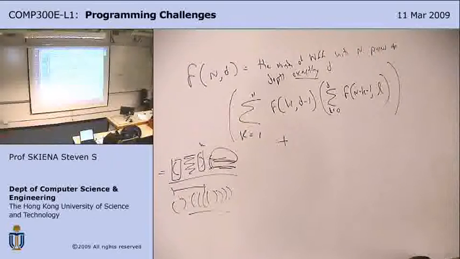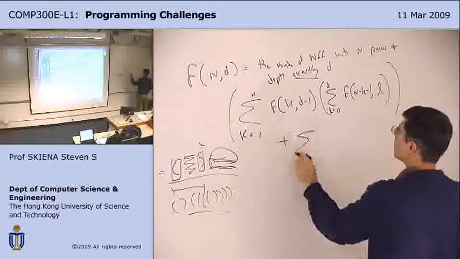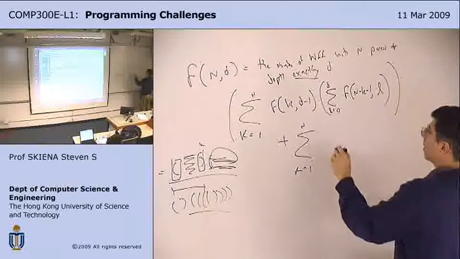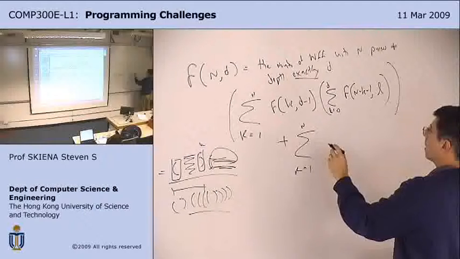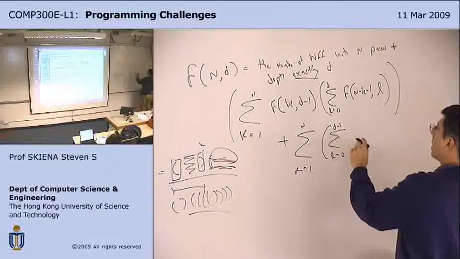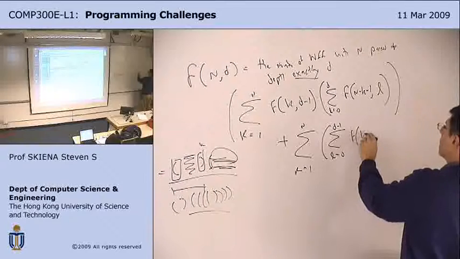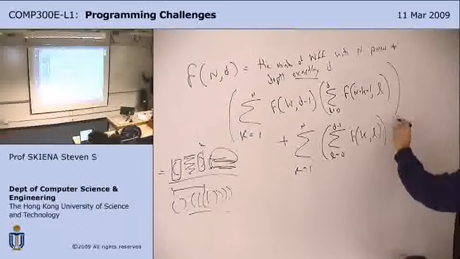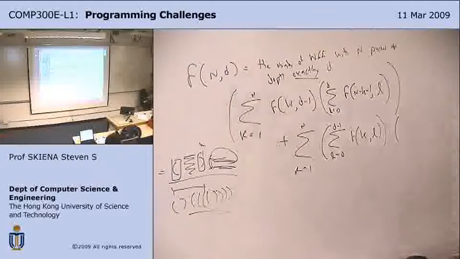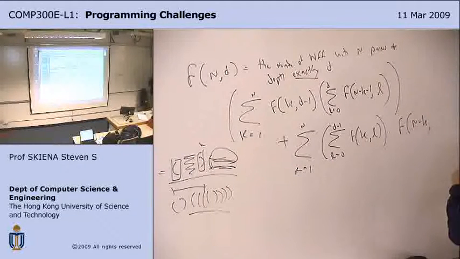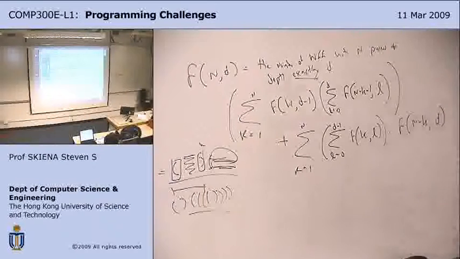And what's the other one that you're counting? Because they go from 1 to N. Sigma sub k goes from 1 to n of what? L from 0 to D minus 1 of F of K, L, multiplied by F of n minus K, what? D. So let's decide it. Is this what we want here?